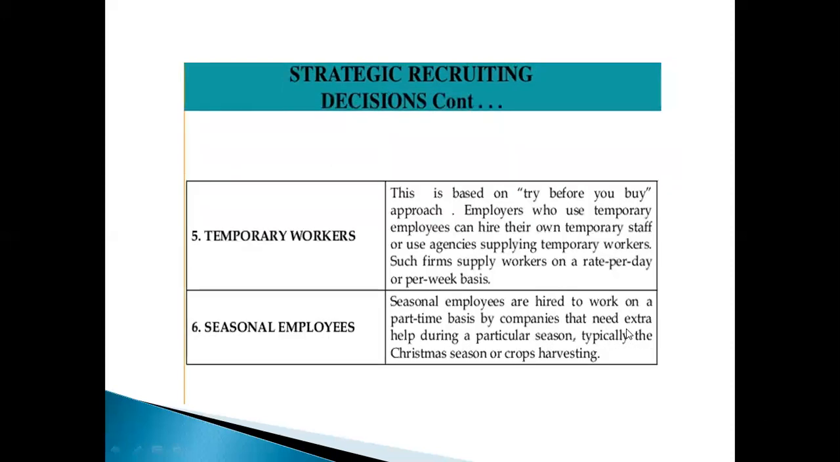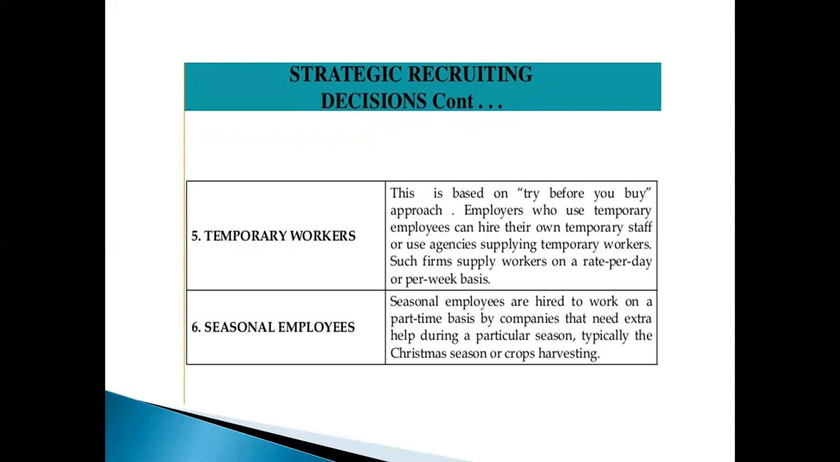Next, temporary workers. This is based on the try before you buy approach. These are the temporary workers. Yes, you need to try before you buy. Employers who use temporary employees can hire their own temporary staff or use agencies supplying temporary workers. Such firms supply workers on a rate per day basis or per week basis.